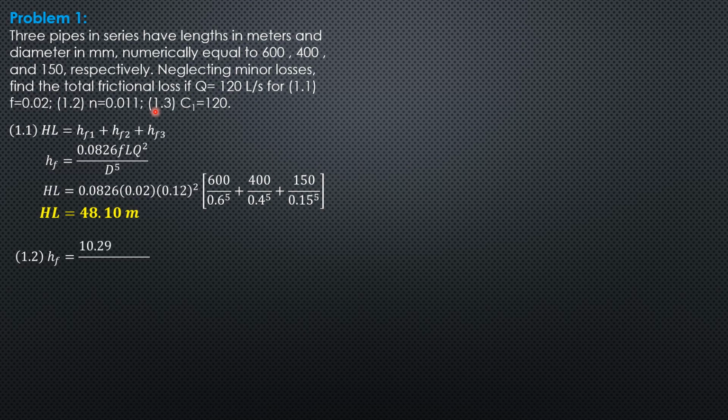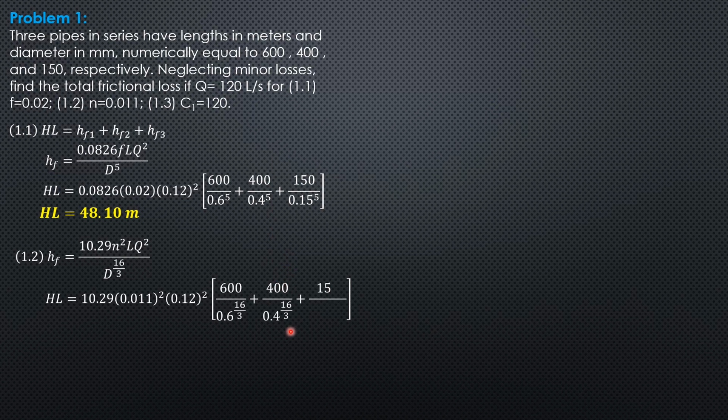For the second part, by Manning's, head loss is 10.29 n square L discharge square over diameter to the 16/3. So again, what is common would be 10.29 n square and Q square. So let's factor that out, and we have the three terms L over diameter to the 16/3. So 10.29 times 0.011 square times 0.12 square times the quantity 600 over 0.6 to the 16/3 plus 400 over 0.4 to the 16/3 plus 150 over 0.15 to the 16/3. So, computing using your calculator there, the head loss is 67.77 meters.